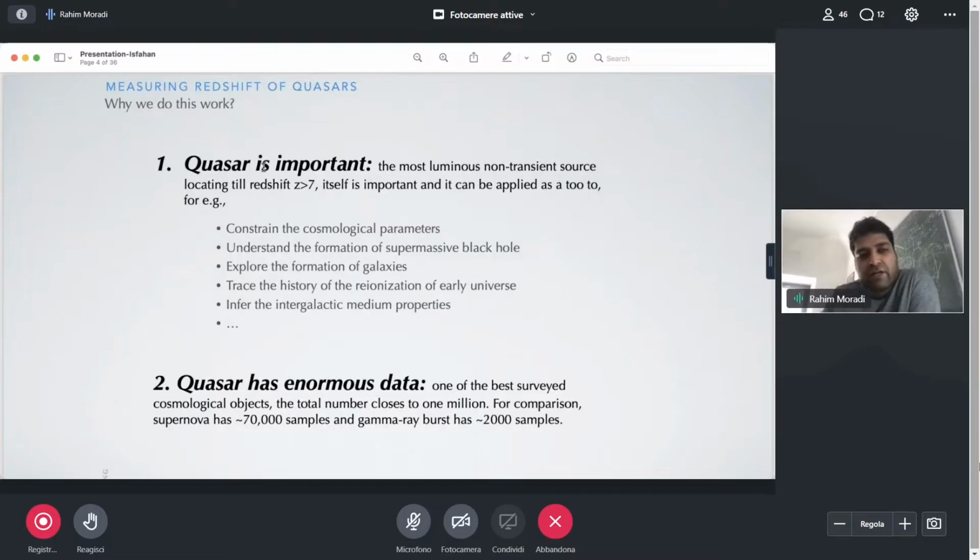But first, we cannot classify an object as a quasar. Second, if we cannot measure the redshift, we have missed it. If we have missed the redshift, we cannot do anything about this beautiful physics. The main reason is that we have many samples, for instance, SDSS more than 700,000 quasar data, but supernovae around 70,000 and gamma ray bursts around 2,000 samples, or now a bit more.